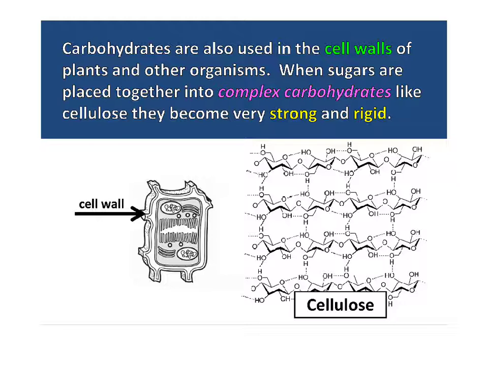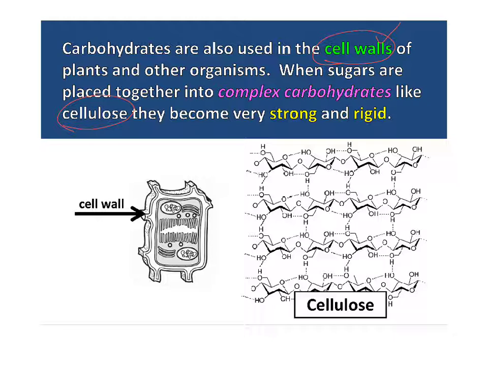Carbohydrates are also used in the cell walls of plants and other organisms. Take a look at your notes. What organelles are constructed with carbs? Cell walls are constructed with carbohydrates. When sugars are placed together in long complex carbohydrates like cellulose, they become very strong and rigid.